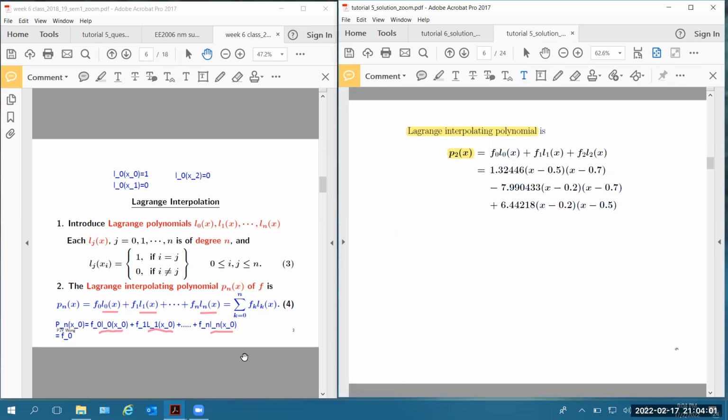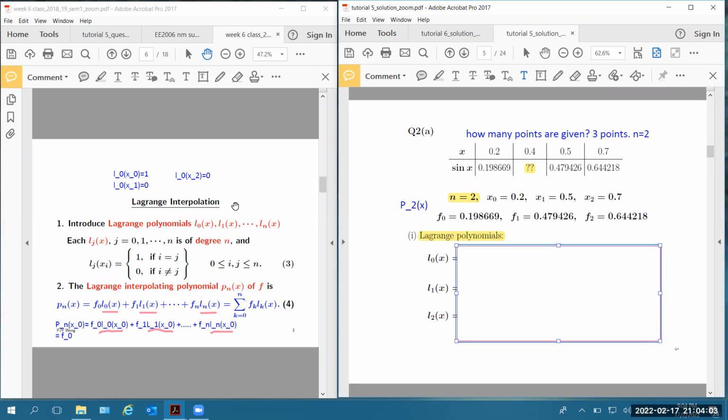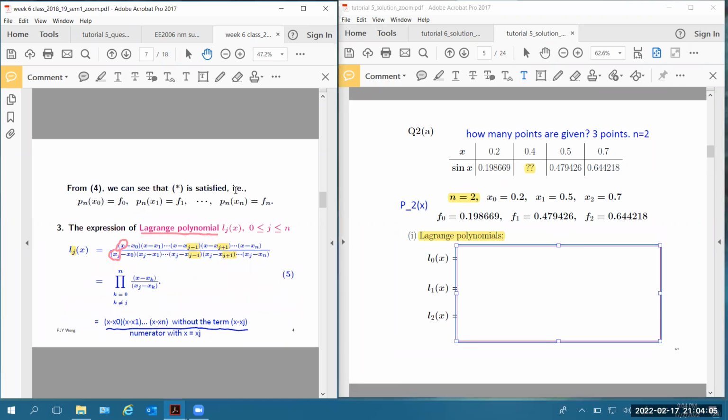Okay, so let's go and write this down. You're looking at the formula here. So let me go and write down. Let's write down together. Okay, so let me write down this L0(x).